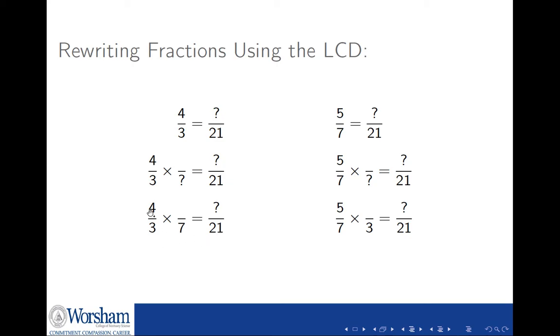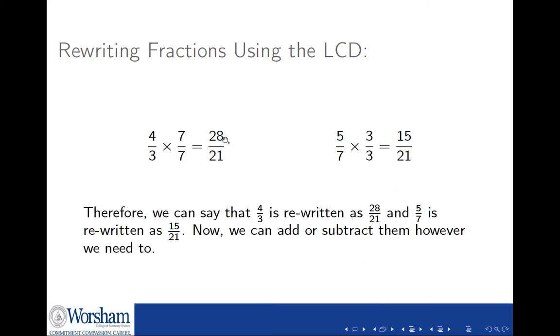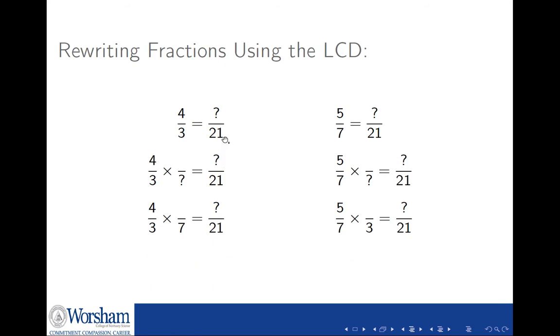So now the next step should be 4 times 7 should give me this question mark right here. So 4 times 7, that should give us a 28 for our next step. See, 28 right here. And then over here, for the second fraction, 7 times 3 gets us 21. So now 5 times 3, well, that should be a 15 in our question mark.